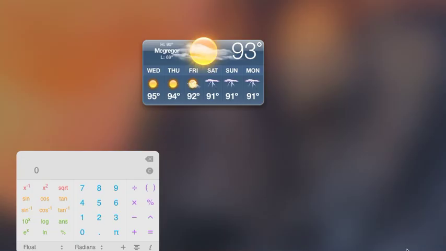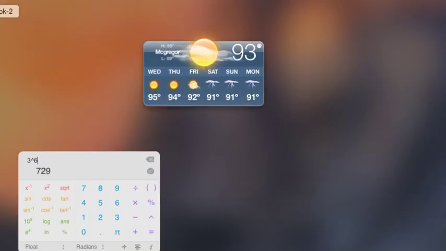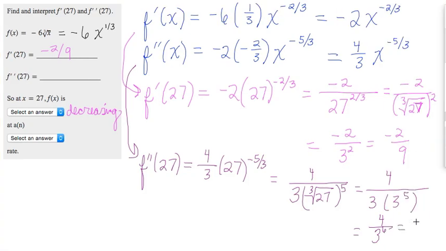So 3 to the power of 6 is 729, so 4 over 729. So it's positive. So the second derivative is positive. So the function is decreasing, this cubed root, negative 6 times the cubed root of x, so it's decreasing.